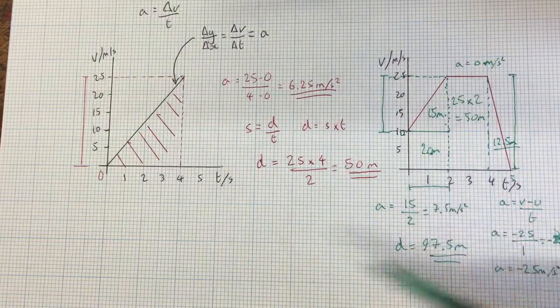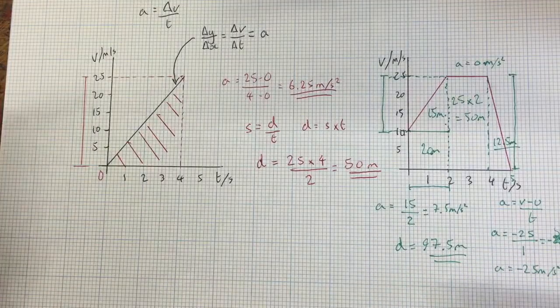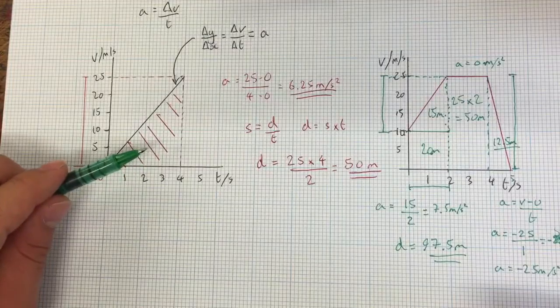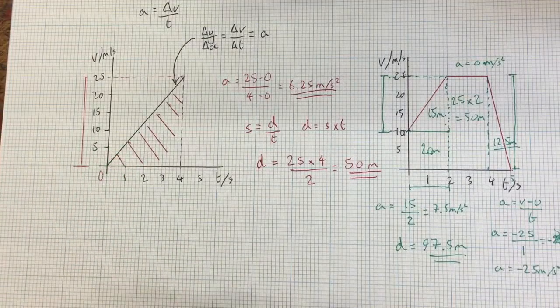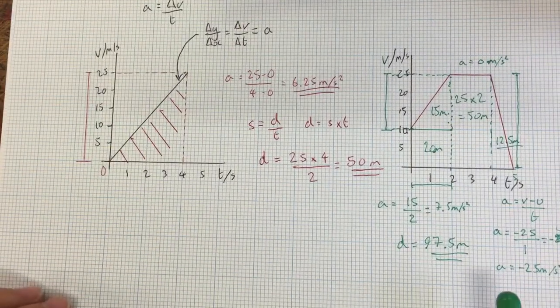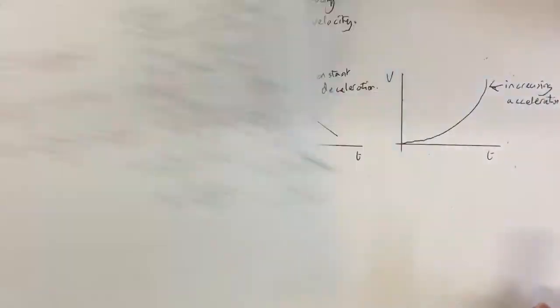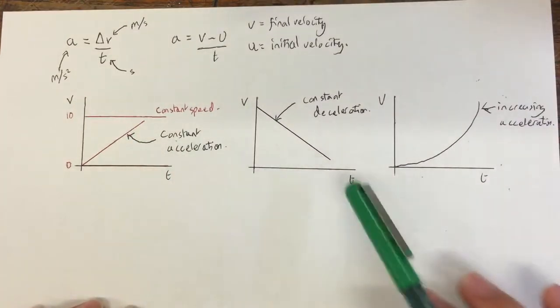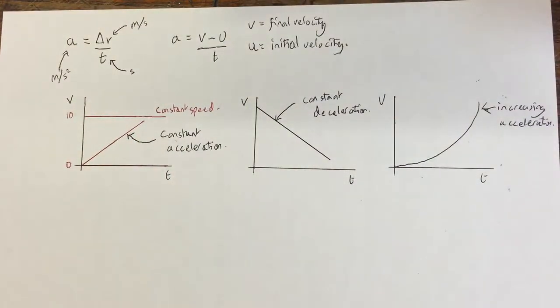So for velocity time graphs, remember, you need to be able to calculate the gradient, which is the acceleration, and the area under the graph, which is the distance travelled. Both of those skills are really important for your first assessment, so make sure you study them carefully, and also make sure that you can interpret the various shapes for velocity or speed time graphs.